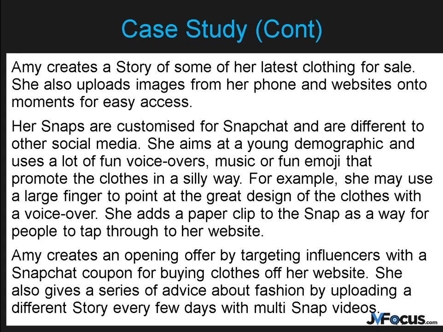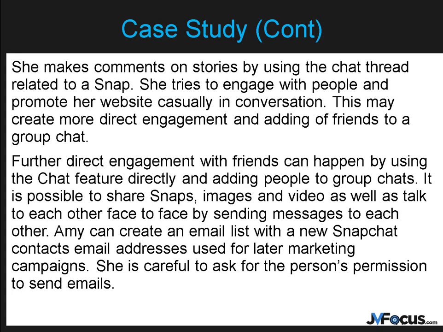Amy creates an opening offer by targeting influencers with a Snapchat coupon for buying clothes off her website. She also gives a series of advice about fashion by uploading a different story every few days with multiple snap videos. She makes comments on stories by using the chat thread related to a snap. She tries to engage with people and promote her website casually in conversation. This may create more direct engagement and adding of friends to a group chat.